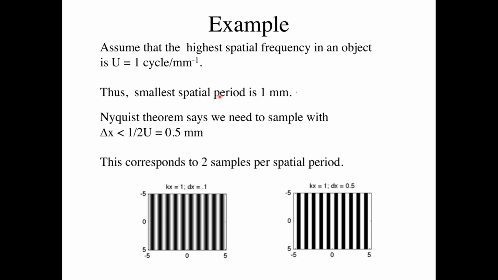So here you go. This corresponds to 2 samples per spatial period when our delta x is 0.5. And it turns out we need 1 over delta x to be greater than 2, right? Or delta x to be less than 1 over 2u, or 0.5 millimeters. So that's the Nyquist frequency here.